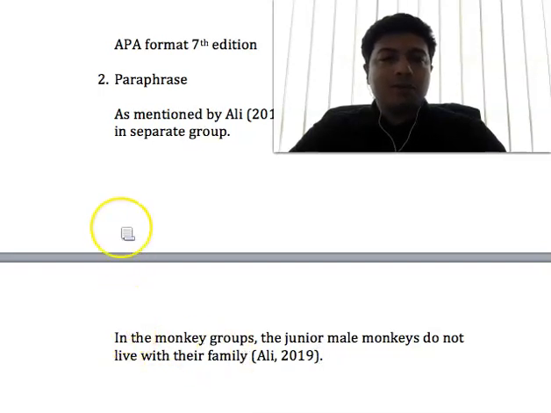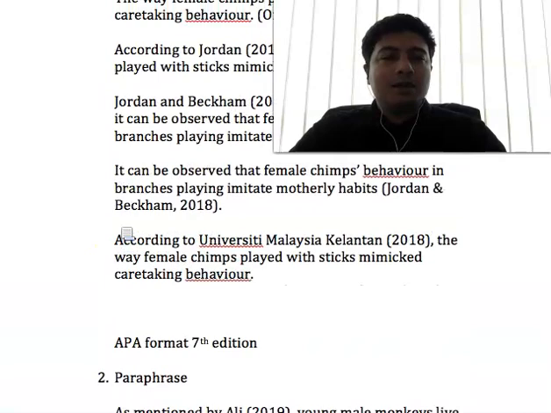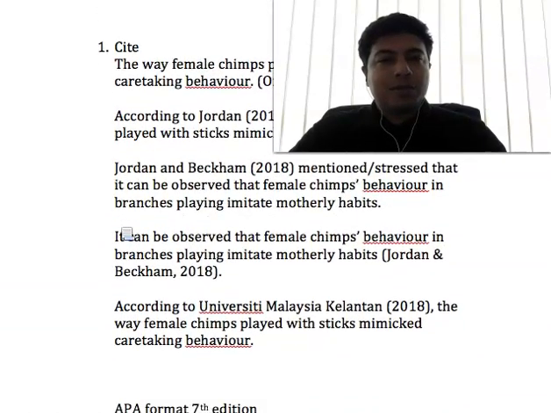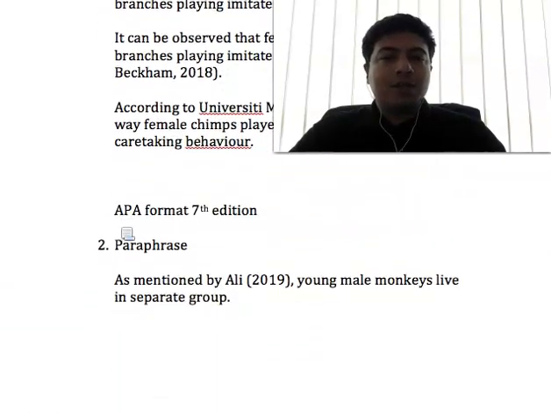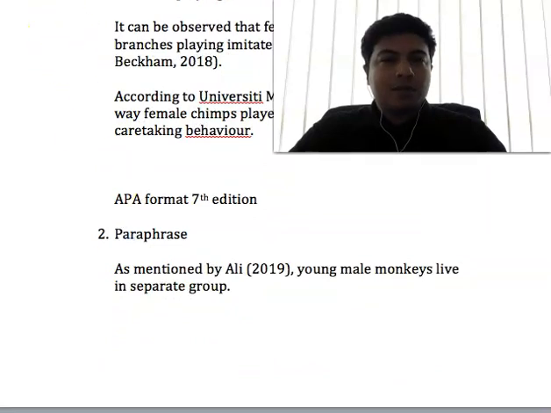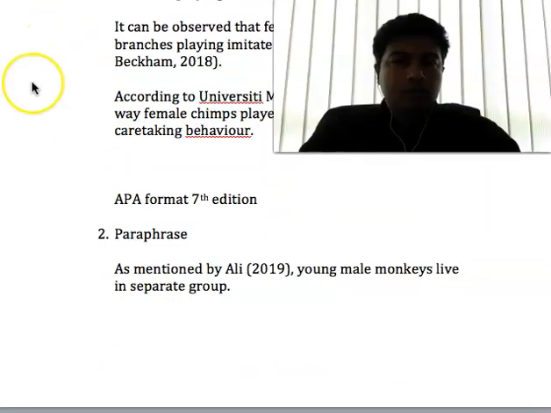So those are the two ways that you can do to avoid plagiarism. First, you add a citation, and second, you paraphrase the idea or the sentence.